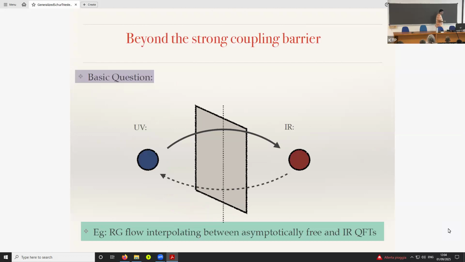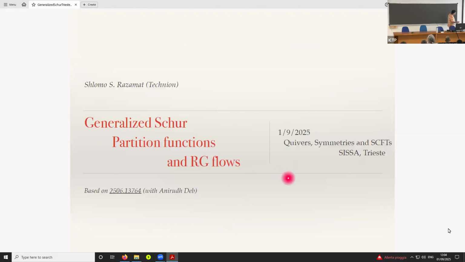Okay, so let me start by telling you various trivial things. Maybe as it is a first lecture in this meeting, this will be an introduction to all the rest of the talks in this workshop. Another thing I want to say: the workshop is quivers, symmetries, and SCFTs. I will have to say something about symmetries and SCFTs, but no quivers. Sorry for that, and quivers is the next frontier. Sorry, Ami, that's something left for you.